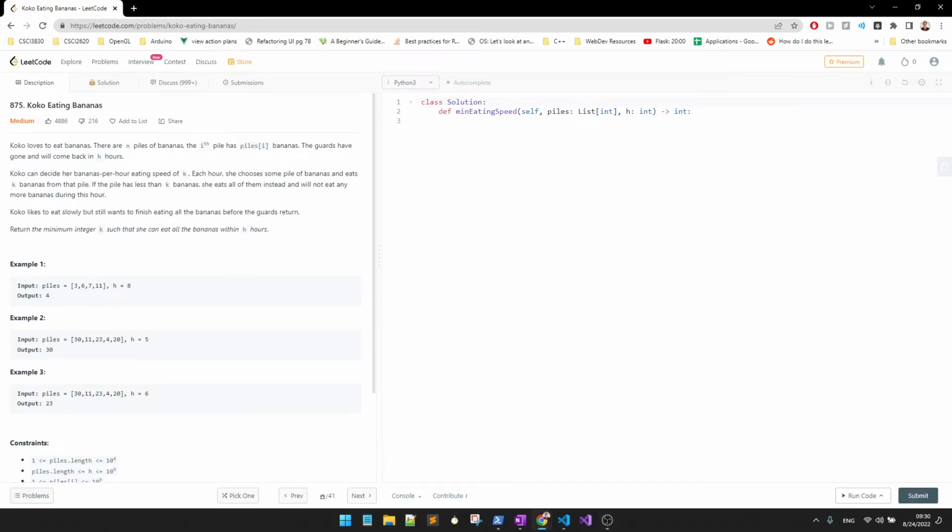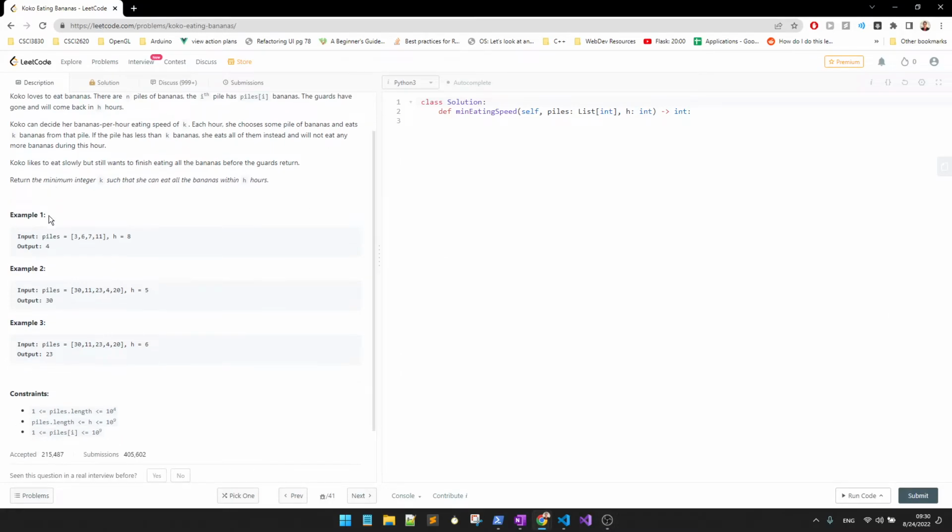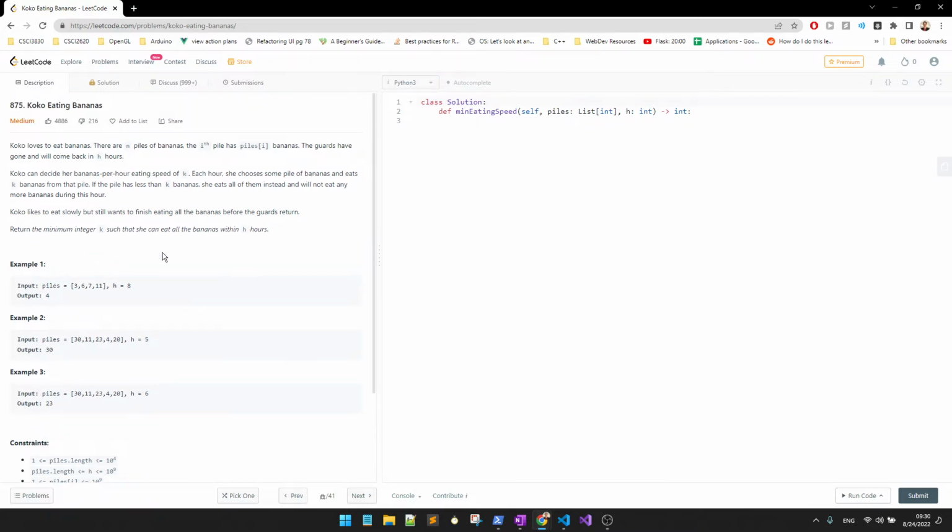All right. The problem is Koko Eating Bananas. So you're given a list of numbers. Each number represents a pile of bananas. You have 3 bananas, 6 bananas, 7 bananas, 11 bananas. You want to find the banana eating rate that allows all the piles to be eaten by the time the guards return. The guards return in H hours.